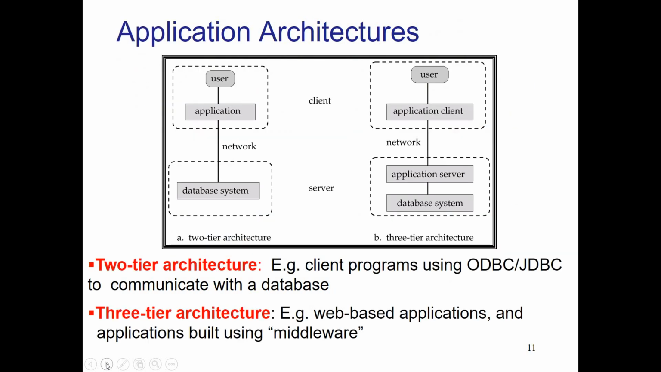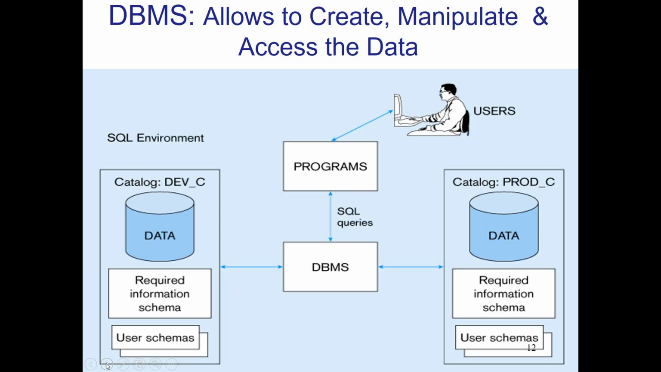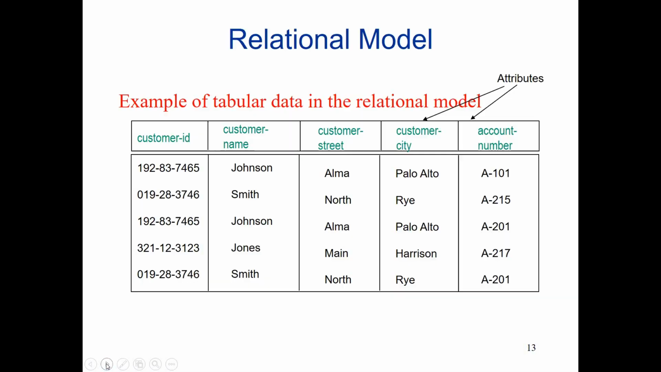The application architecture is classified into two types. One is two-tier architecture, another one is three-tier architecture. These two architectures are again classified into two parts: one is client part and the other is server part. Example, for two-tier architecture, client programming uses ODBC, JDBC to communicate with the database. Three-tier architecture uses web-based applications and applications built using middleware. This is the overall database management system which allows the user to create, manipulate, and access the data.